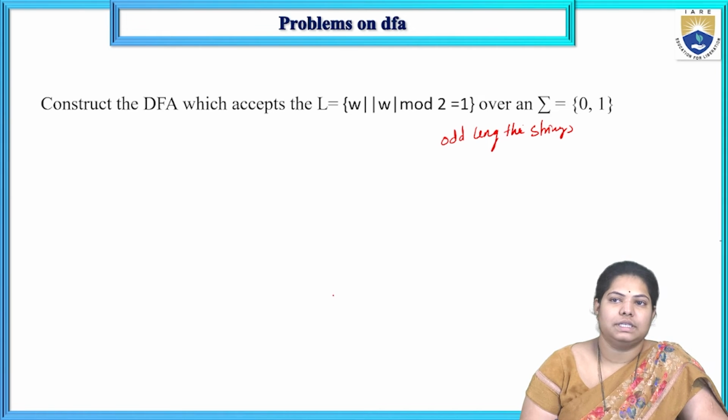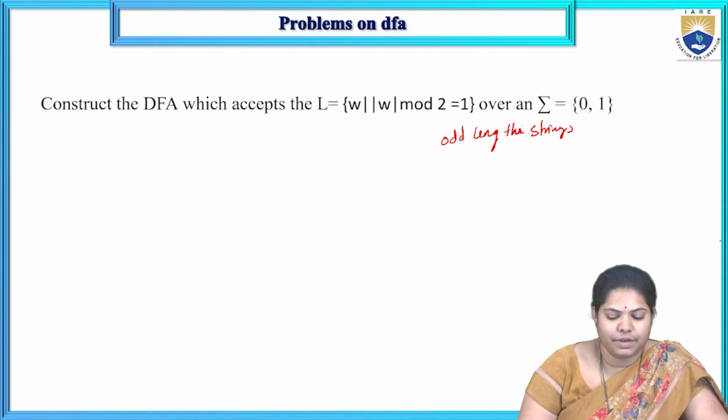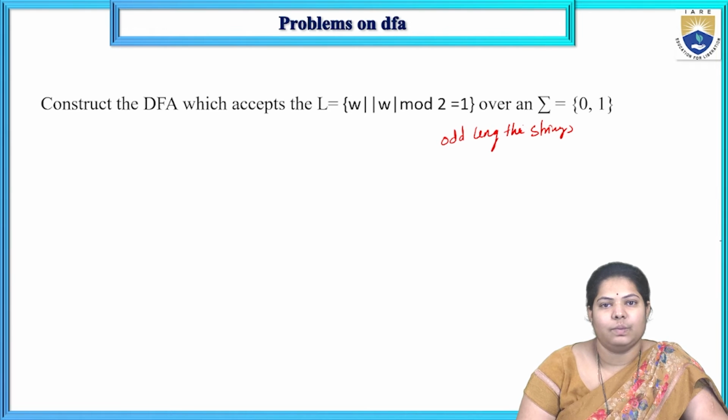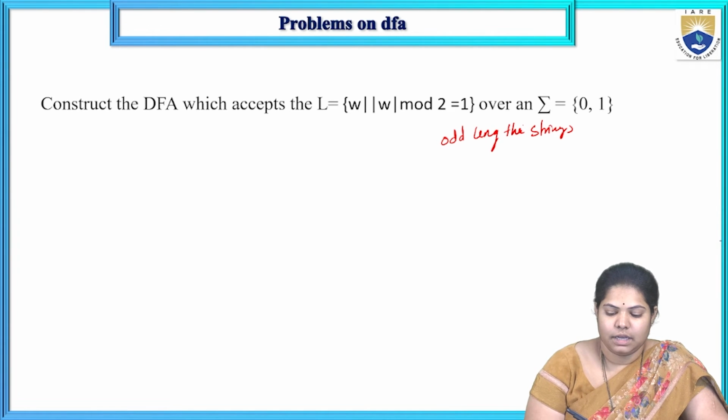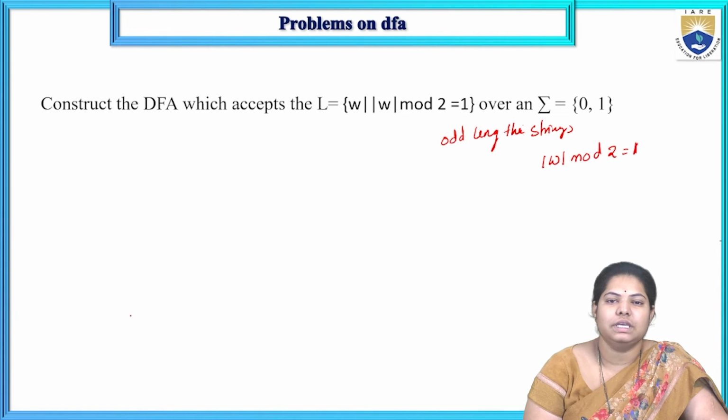All the odd length strings. So, what is the question? Construct the DFA which accepts a language where string length divided by 2, that is, string length mod 2, is equal to 1. That means when the string length is divided by 2, I simply get a remainder 1.